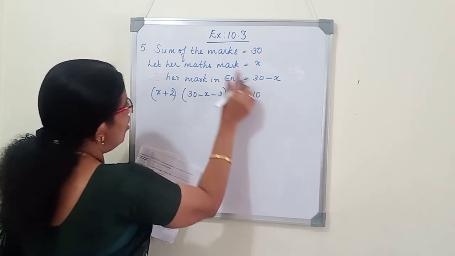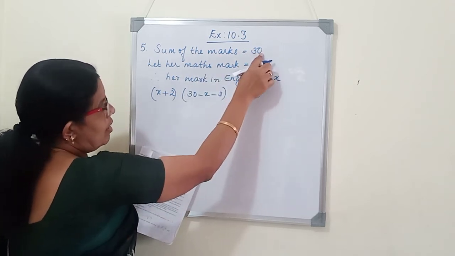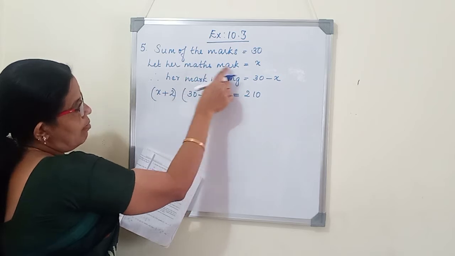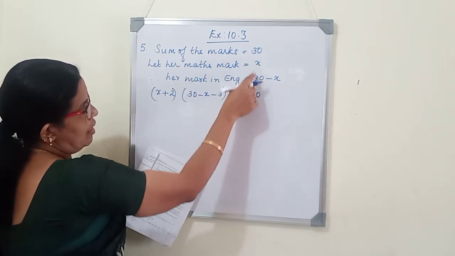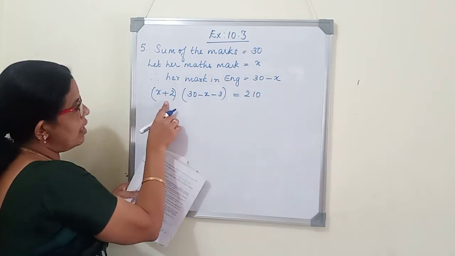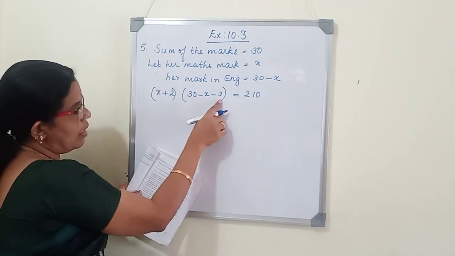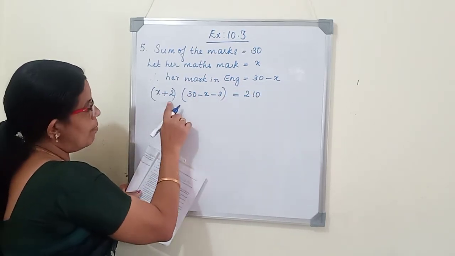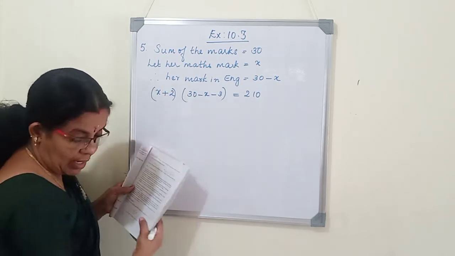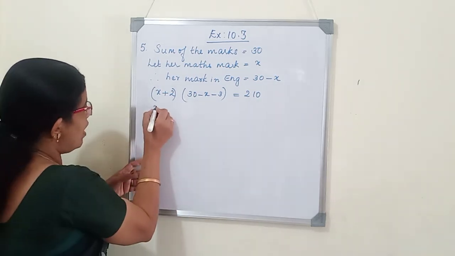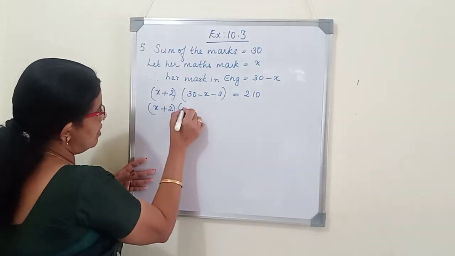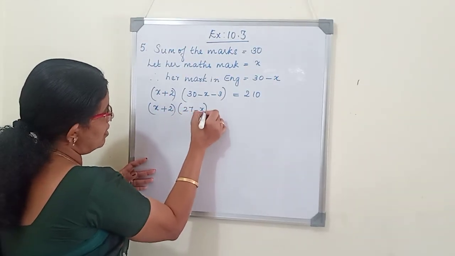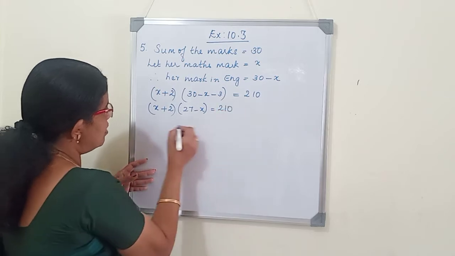So already she got in Maths and English together 30 marks. We assume that her Maths mark is X and her mark in English is 30 minus X. If she gets 2 marks more in Maths and 3 marks less in English, the product of the marks will be 210. So now we will write X plus 2 into 30 minus 3, 27, so 27 minus X is equal to 210.